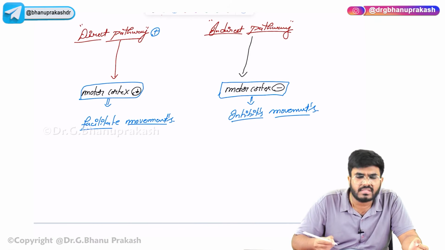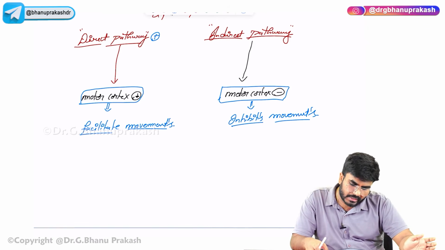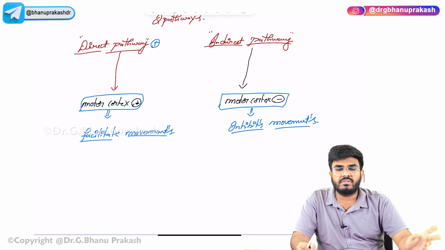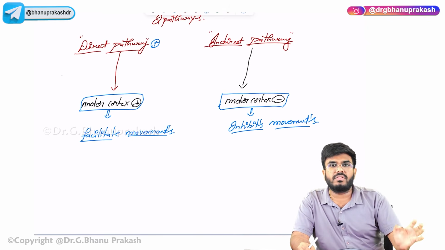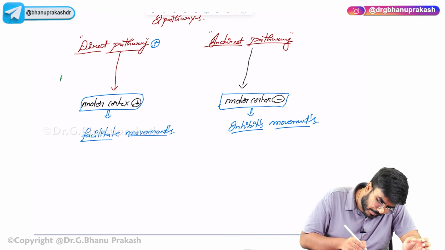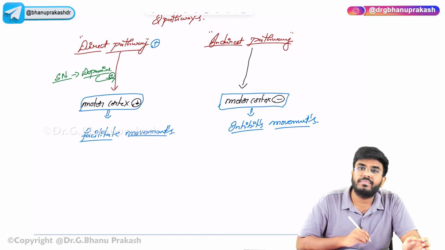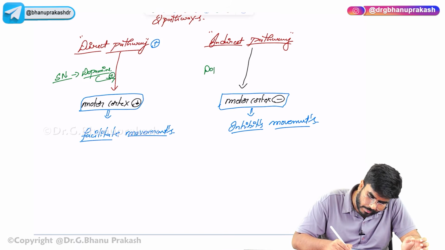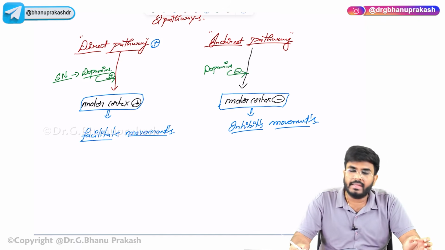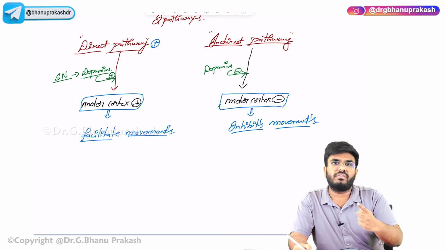So it inhibits unnecessary movements. What I am trying to put into your mind is the basal ganglia has two circuits, the direct pathway and indirect pathway. Direct pathway is going to facilitate the movement. Indirect pathway is going to inhibit the movement. Now, direct pathway is activated by substantia nigra, by producing dopamine. By producing dopamine, it activates the direct pathway, and dopamine inhibits the indirect pathway. One pathway is getting activated and the other pathway is getting inhibited.